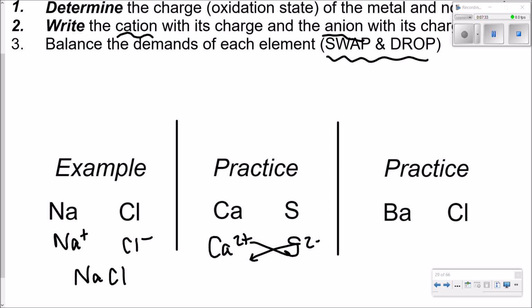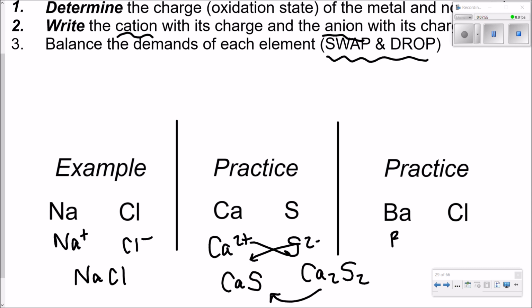Calcium loses 2, sulfur gains 2, so you're going to need 1 sulfur for every 1 calcium. And if you do the swap and drop method, you would have ended up with this. And that's going to reduce down to calcium sulfide right there. The last one we have is barium and chlorine.